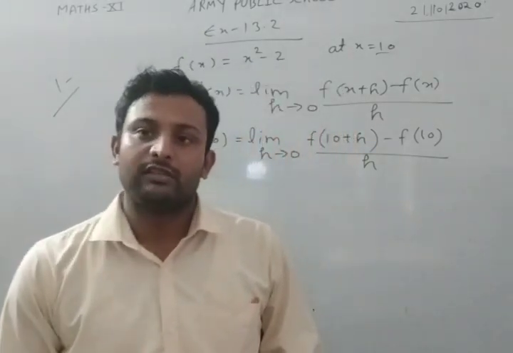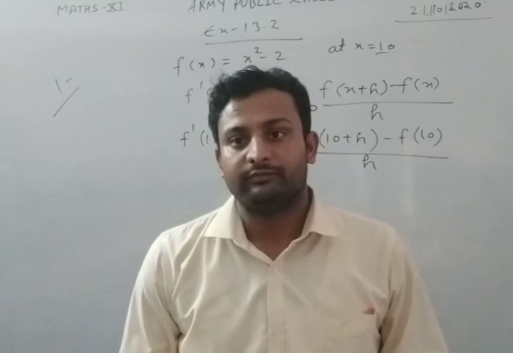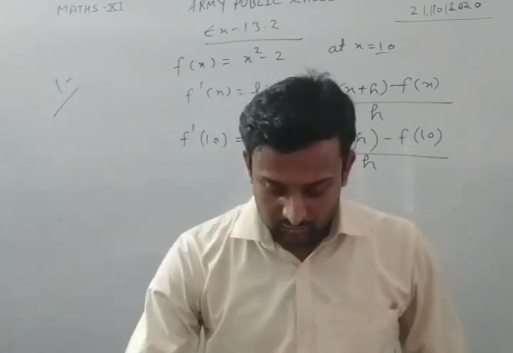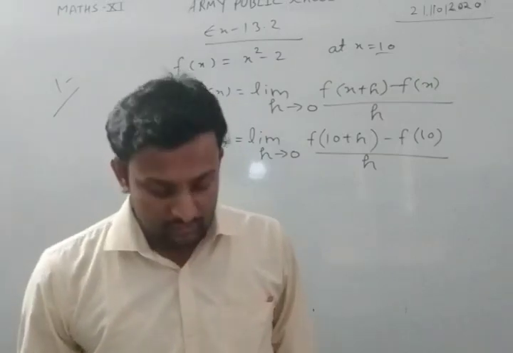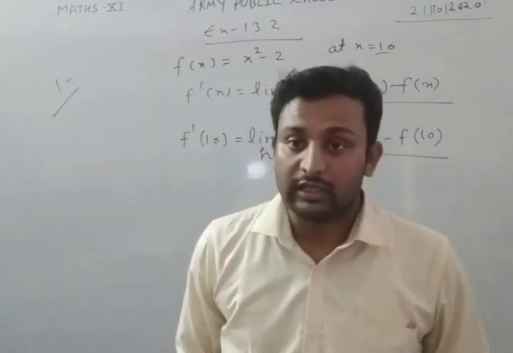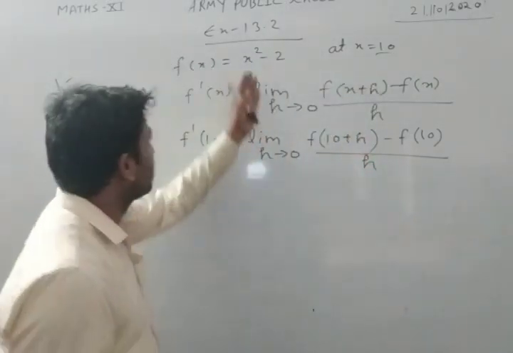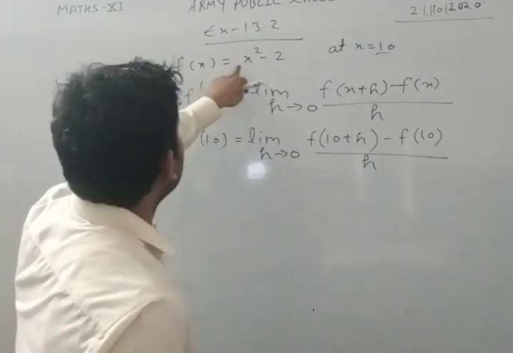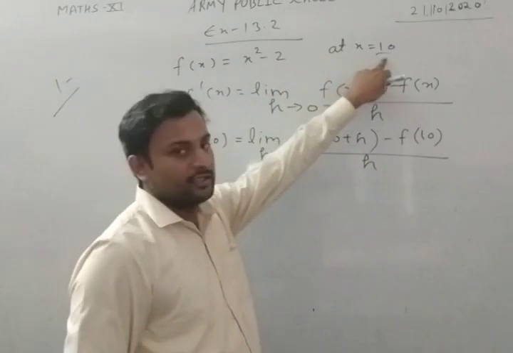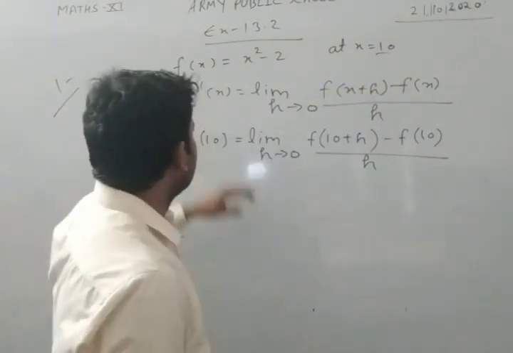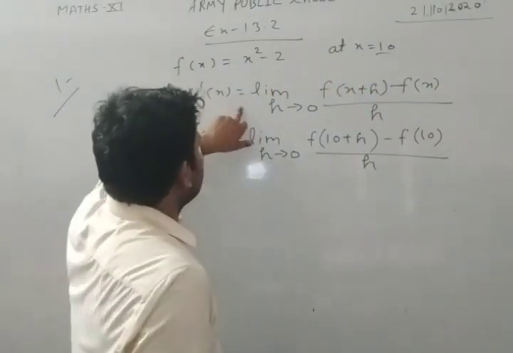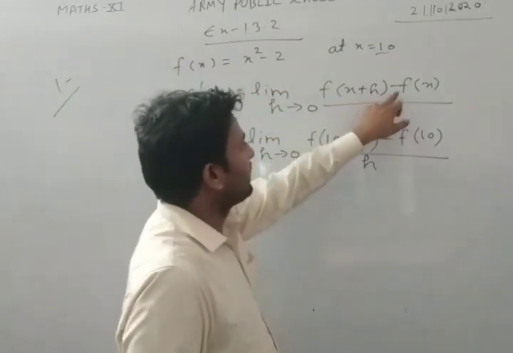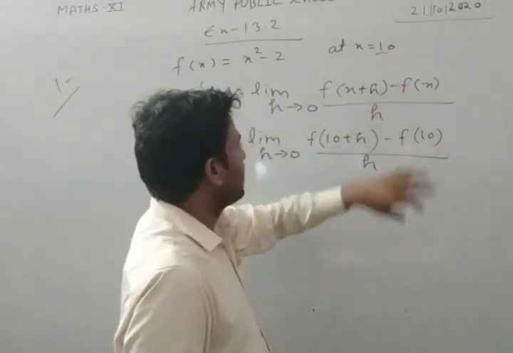Now we will see some questions based on it, so we will solve some questions after exercise, after NCERT book. Let's see exercise 13.2. First question: f(x) is x square minus 2 and x is equal to 10, and f dash x is equal to limit h tends to 0, f(x plus h) minus f(x) by h.